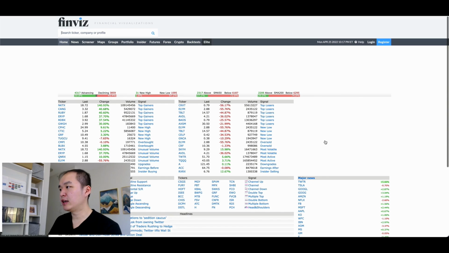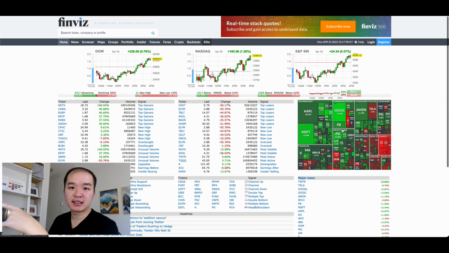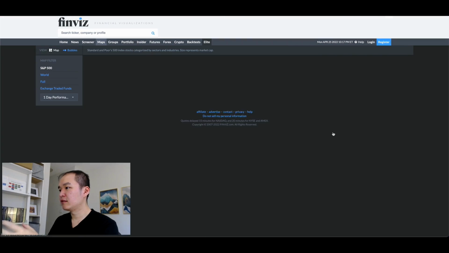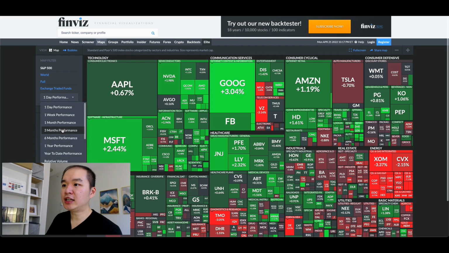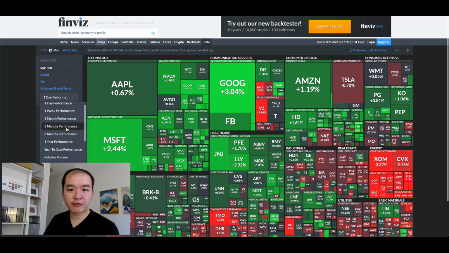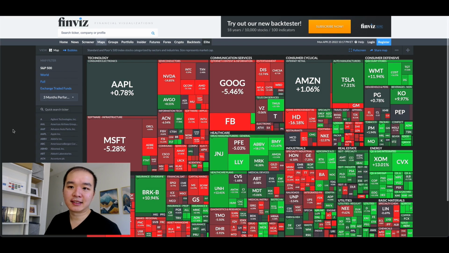The other way to get there is to go back to home, and on the right-hand side, you'll see that grid as well. You can click on it, and that brings you to this map. Now, how do you use this? Obviously, the one-day change is too short-term, and you don't want to look at the market that closely. So what you want is to change this to a 3-month performance since we're analyzing the last quarter.